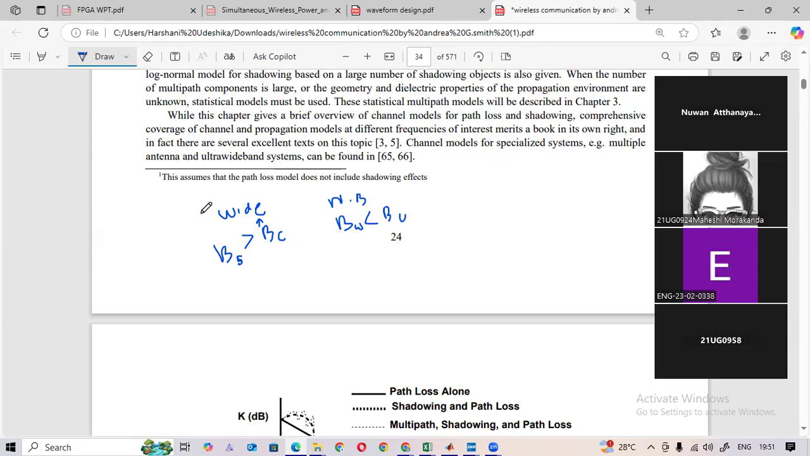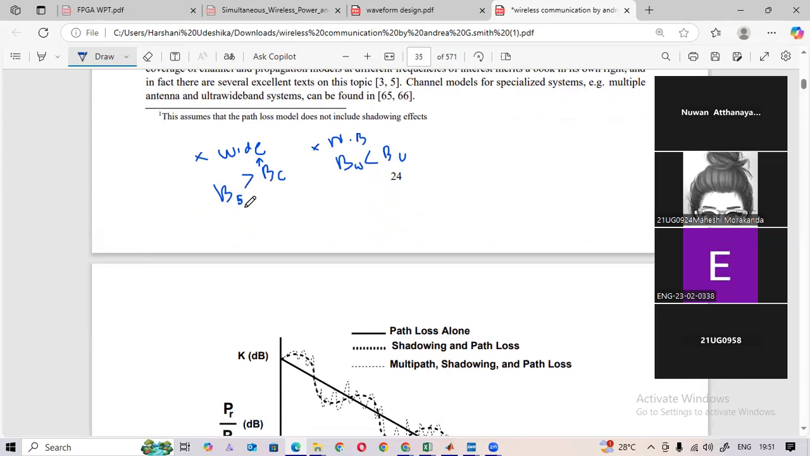If you consider wide band, it will support high data rate because it has a higher bandwidth. But narrow band is good for low data rate applications, because its bandwidth is less.